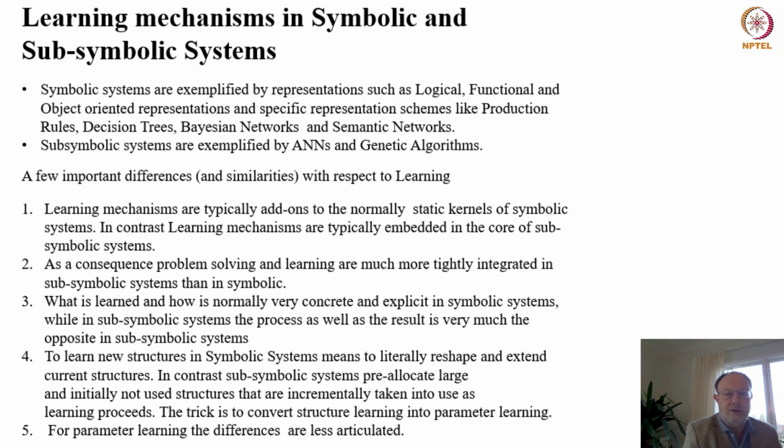Logical representations, functional representations, object-oriented ones, specific ones like production rules, decision trees, Bayesian networks, semantic networks, and so on. The two sub-symbolic systems that we touch on in this course are artificial neural networks, as for this week, and earlier we also mentioned genetic algorithms.